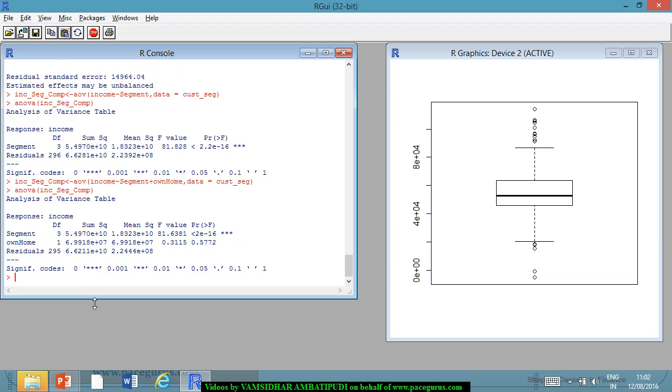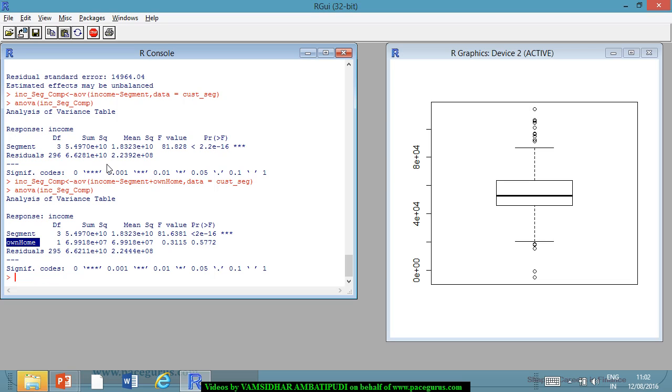This time the ANOVA is coming out as, here it shows segment, own home, residuals. And for the segment it is giving me a p-value less than 2 into 10 to the power of minus 16. But for own home, the p-value is 0.57, which is greater than 0.05, which means own home is not at all influencing the dependent variable, which is income. There is no difference in the income.